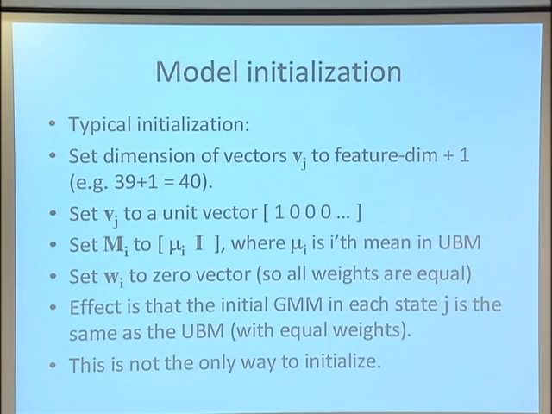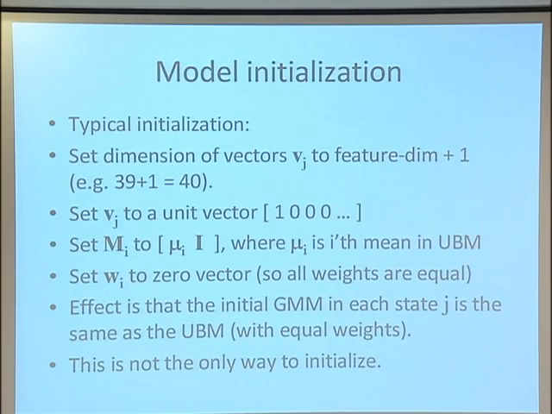So you want to initialize your model in a sensible way. This is the way that we've been using. There are many ways you can do it. You can use PCA, you can use random initialization and iterate. But this is a reasonable thing. You set the dimension of these vectors Vj, that is the dimension of your subspace, to be the same as the feature dimension plus 1, for instance 40. And then you set each of these V vectors, on the first iteration, to just be a unit vector with a 1 in the first dimension.